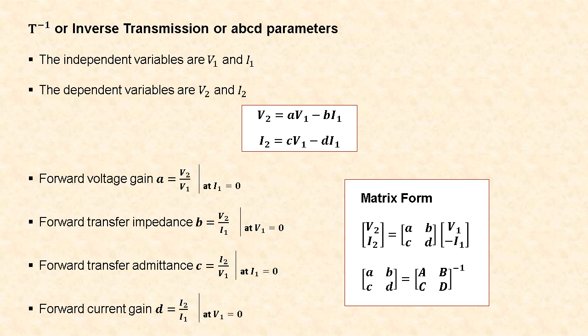Here a is the forward voltage gain and it is given by V2 by V1 at I1 is equal to 0. b is the forward transfer impedance which is given by V2 by I1 at V1 is equal to 0. And c is the forward transfer admittance which is given by I2 by V1 at I1 is equal to 0. And d is the forward current gain given by I2 by I1 at V1 is equal to 0. The matrix form of the equation is shown here. Here the small abcd matrix is nothing but the inverse of capital ABCD.